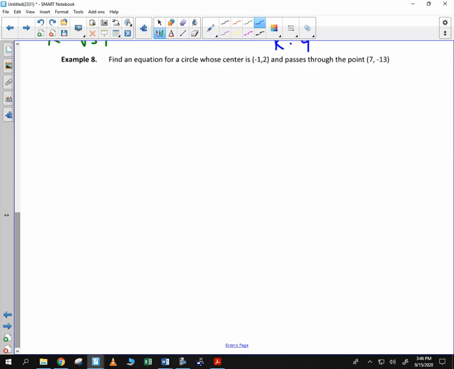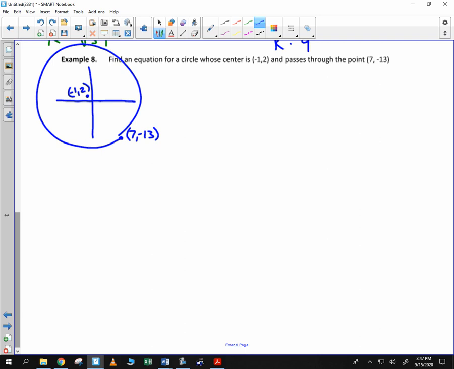Last question. Find an equation for a circle whose center is -1, 2, and passes through the point 7, -13. So if you think of this graphically, center is -1, 2. So back 1 and up 2. And it passes through the point 7, -13. So over 7 and down 13. So the circle looks something like that.